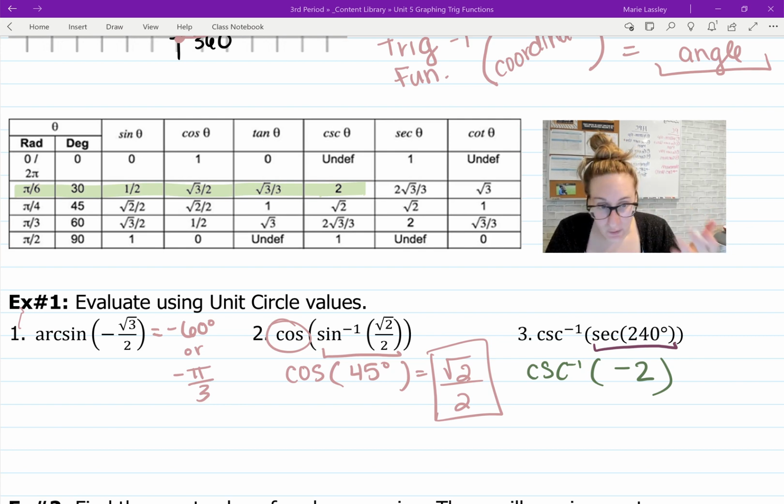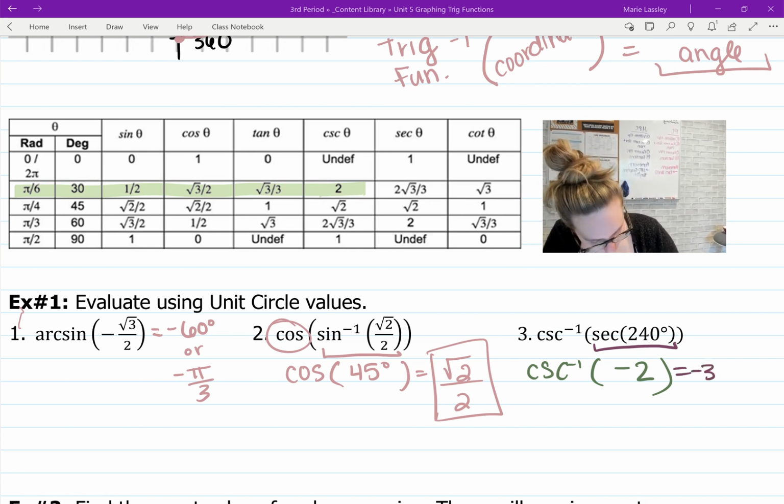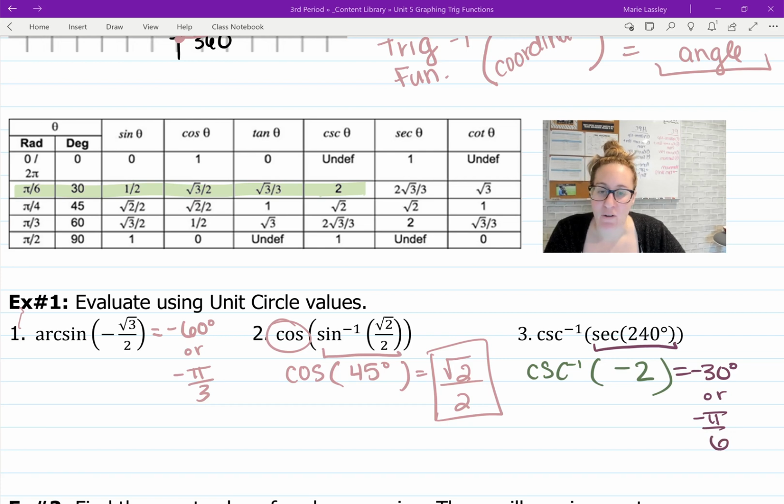So cosecant 2 happens at 30 degrees. Now it's a -2, so it's not going to be 30 degrees. So we have to figure out what that would be in the fourth quadrant just by making it a negative angle. Because remember, we're not going all the way around the circle counterclockwise. We're just going backwards from 0. So this right here equals -30 degrees, or you could say it's negative pi over 6. That's our answer. So that's inverse.